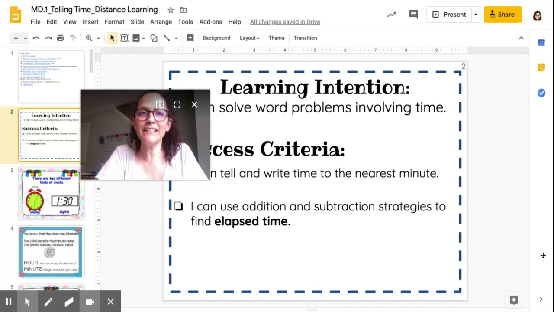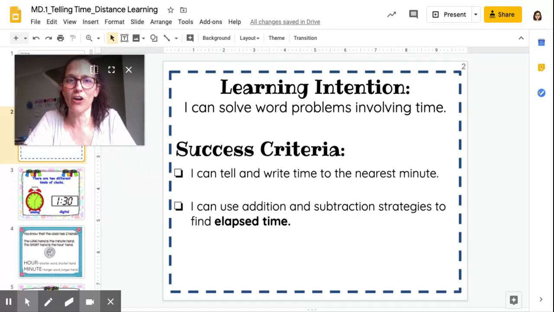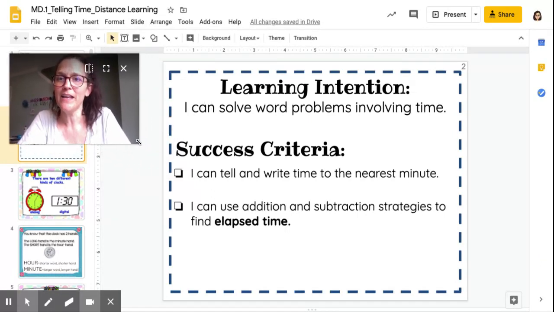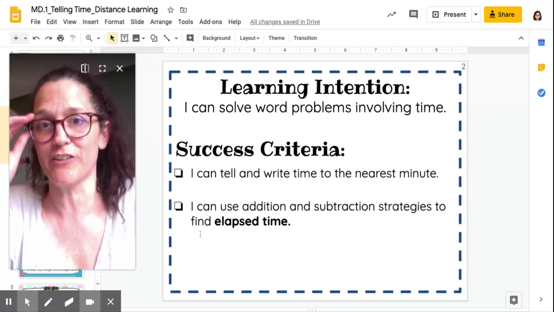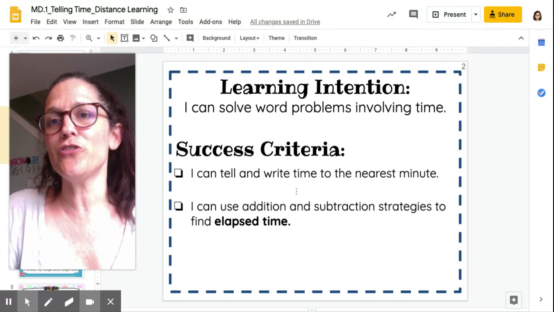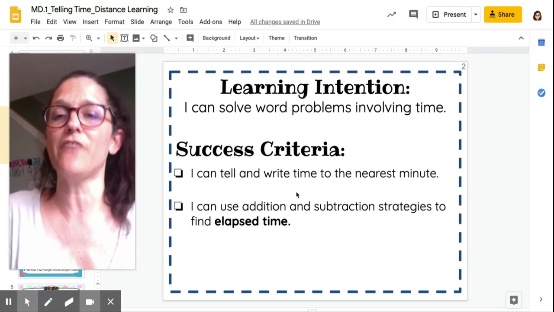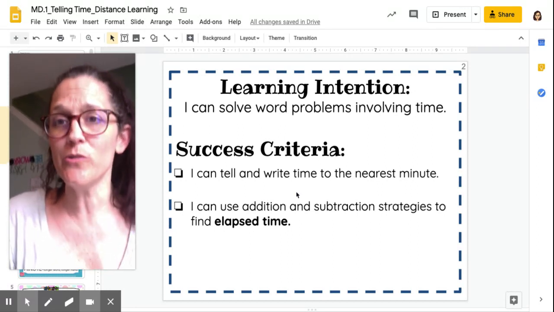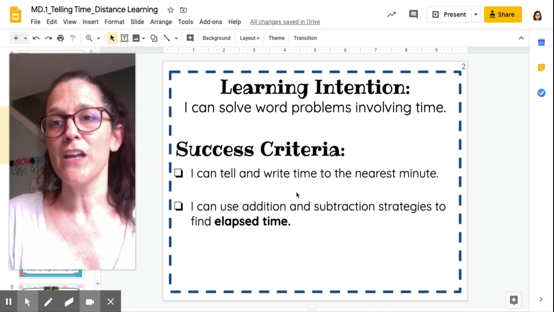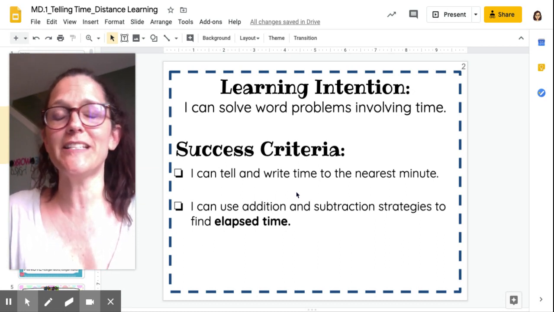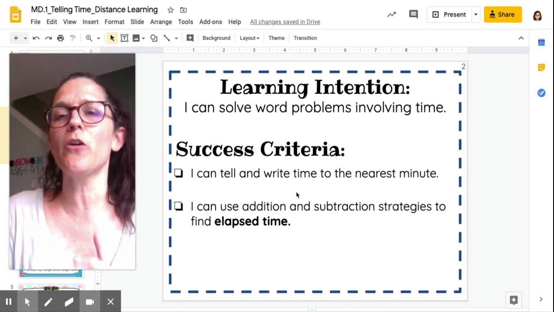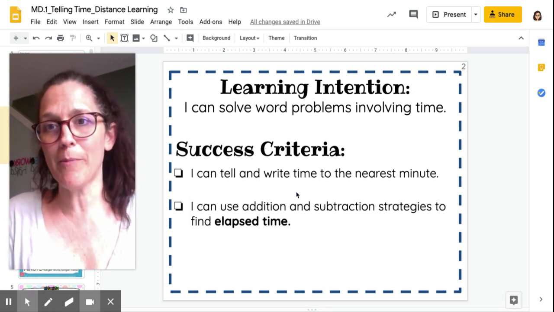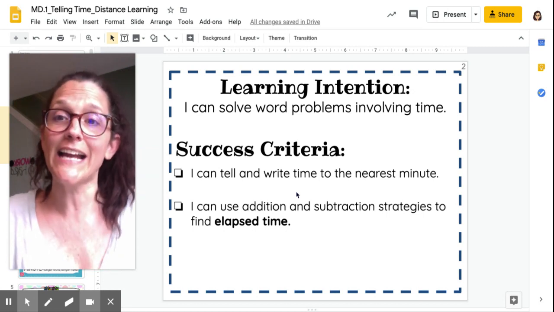Today's learning intention is I can solve word problems involving time, and our success criteria is I can tell and write time to the nearest minute. I want you to get yourself a sheet of paper and a pencil so you can solve along with me. Throughout the video, there are going to be times where you pause the video to solve problems. So go ahead and pause right now, go grab a pencil and paper, and then come back and press play.